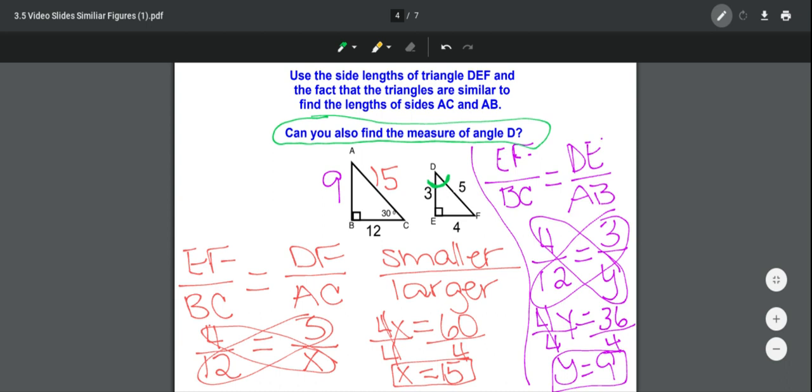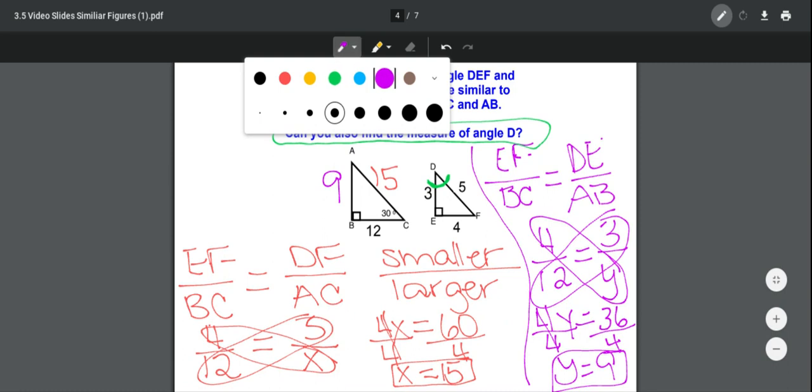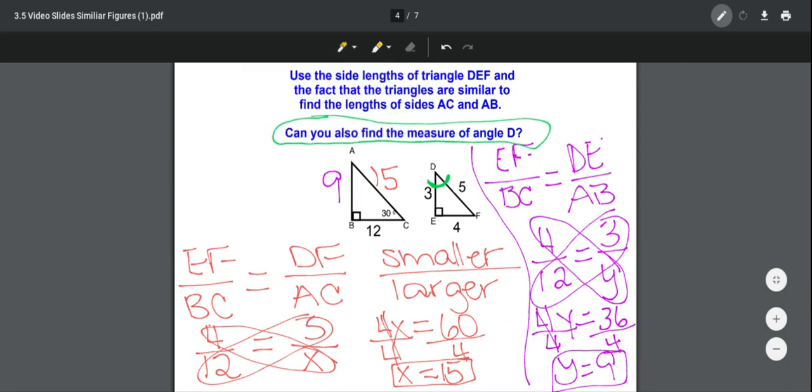Well, if the angles are equal to each other, then we know that angle BCA is equal to 30 degrees. The corresponding angle is angle F, also making it 30 degrees. So now we have 2 out of the 3 angles in this particular shape.